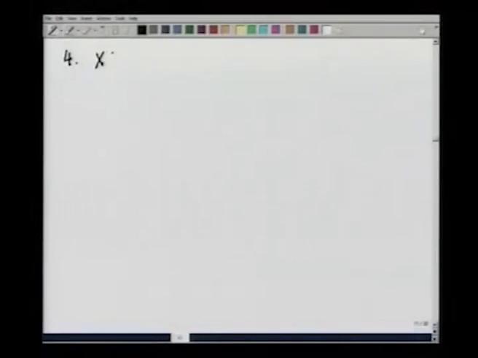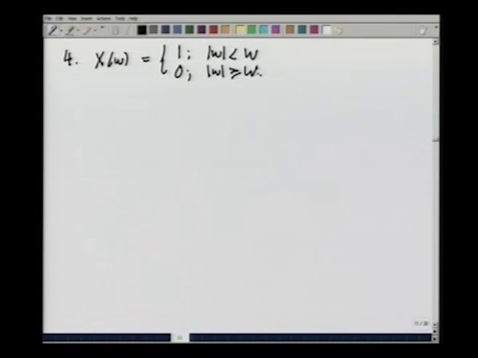Now, let us take a fourth example. This one will be of a rectangular pulse, but in the frequency domain, and what we will see is the inverse Fourier transform. So, let us specify X(omega) as given by 1 for mod omega less than some W and equal to 0 for mod omega greater than or equal to W. Suppose this is what is given to us. It is a rectangular pulse in the frequency domain.